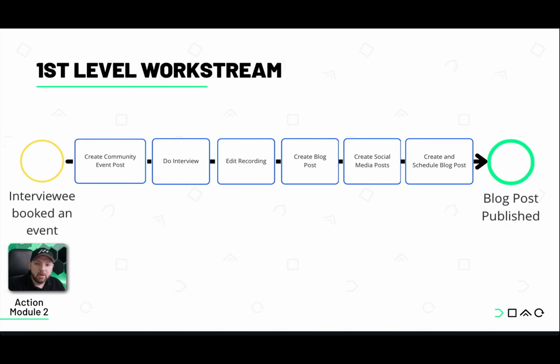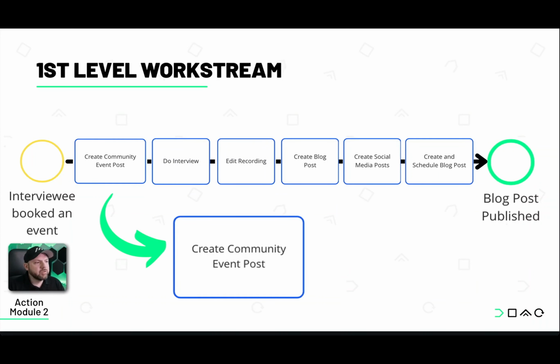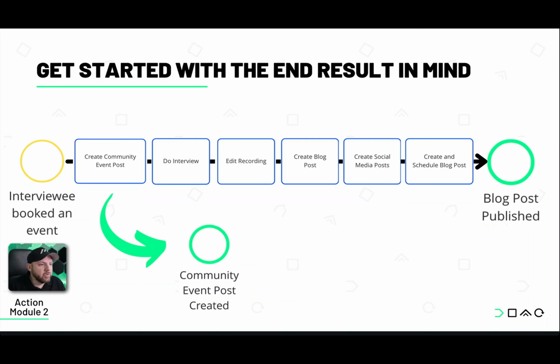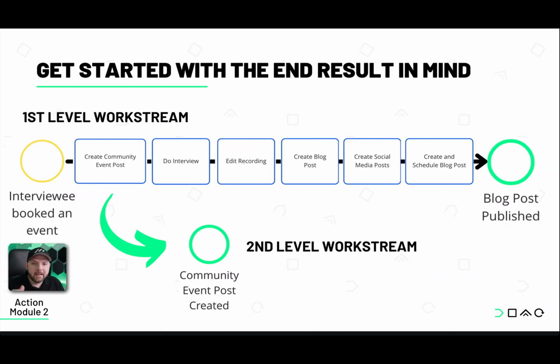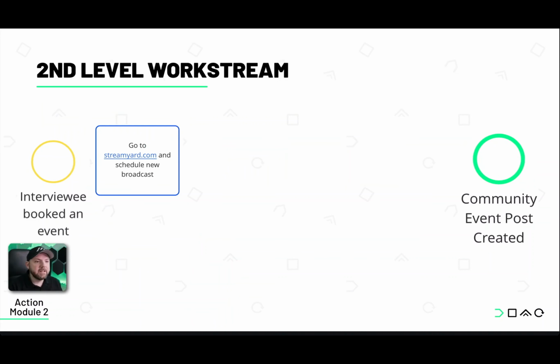Why first level? Because we could say, well, what about create community event post? This is a work stream in itself, right? This is also a sequential thing that we do to create this event. So this could be the end result again, community event post created. We could then call this second level work stream. Then we use this, you see on the right side, community event post created. Then we can say again, all the different steps in between.